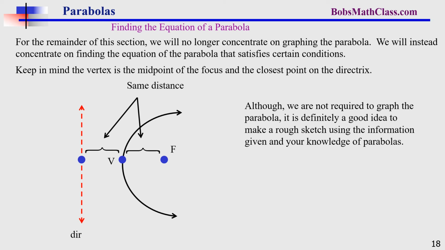Although we're not required to graph the parabola, it's definitely a good idea to make a rough sketch using the information given and your knowledge of parabolas. So I'm saying to make a sketch just so we could think about which way this parabola opens. Does it open to the left or right? If it opens to the left or right, that tells us which standard form to use. If it opens up or down, it's a different standard formula. If the parabola is going up or to the right, then p has to be positive. If it's opening to the left or down, then p has to be negative.